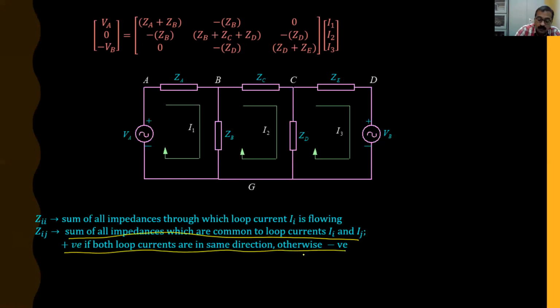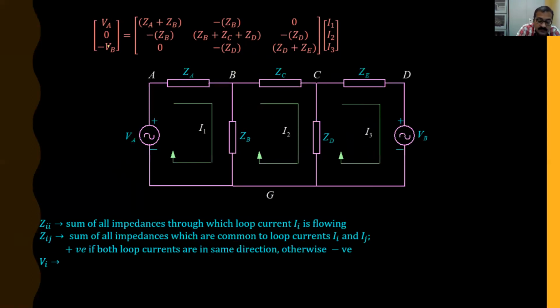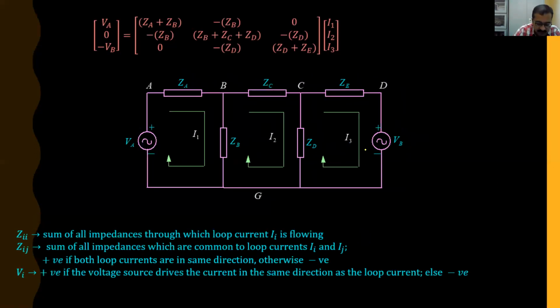Got it? Now, what about the voltage vector? See, here what happens? Why is VA positive? Because this voltage source drives a current in the same direction as the loop current. The loop current is this way, so the source will also drive the current in the same direction. So it is positive. Otherwise, it would have been negative, like in the case of VB. In the VB case, where is the source current? It is moving like this. But what is the loop current? It is opposite. So you will get minus VB. So it is positive if the voltage source drives the current in the same direction as the loop current. Otherwise, it is negative.